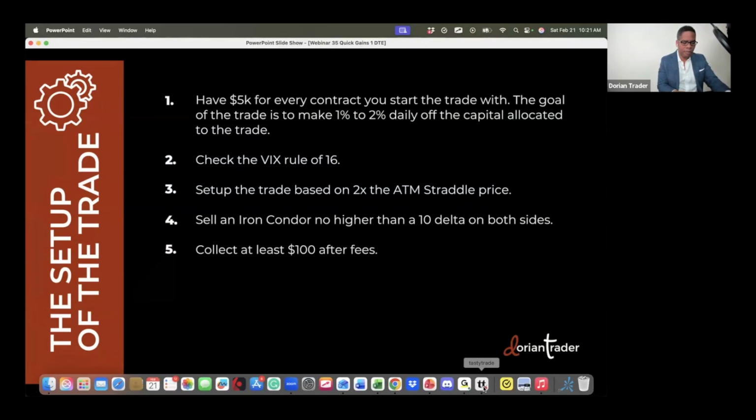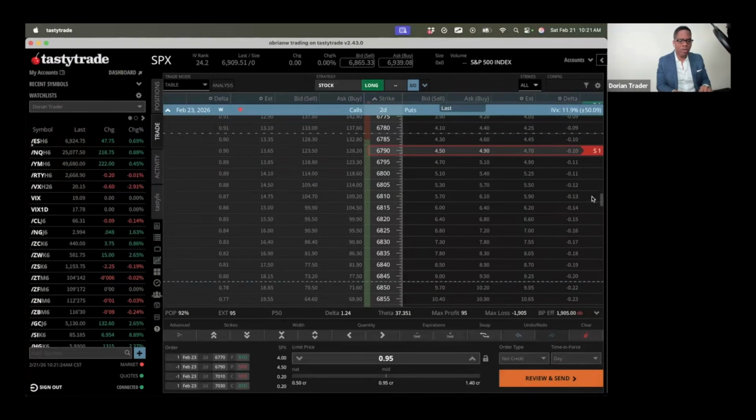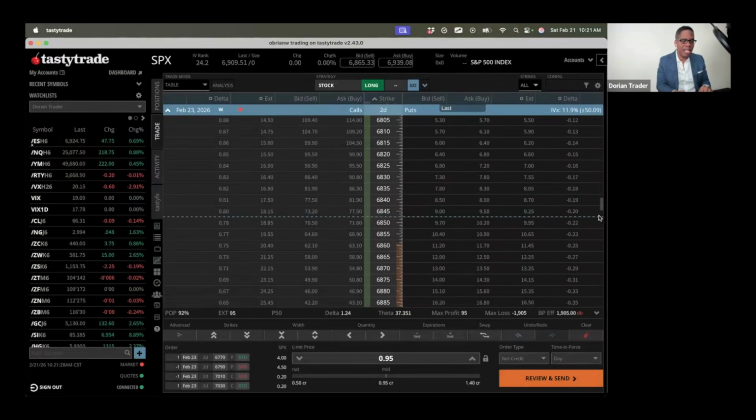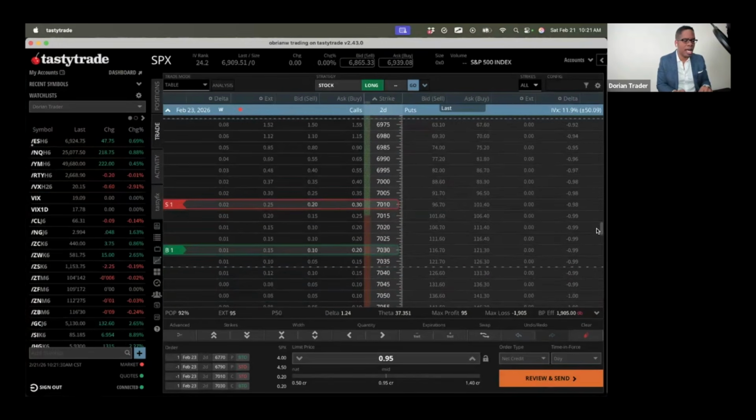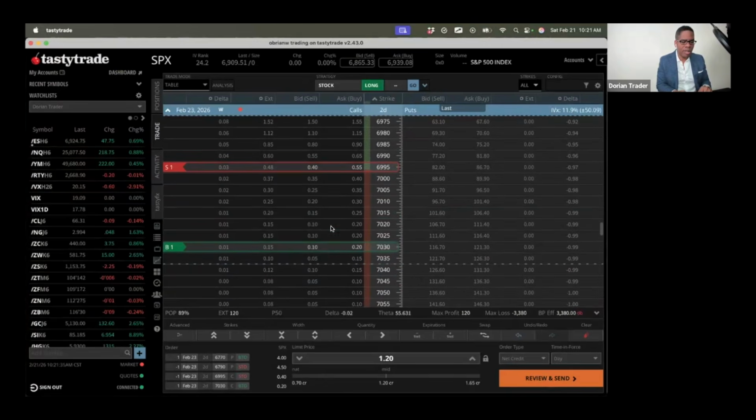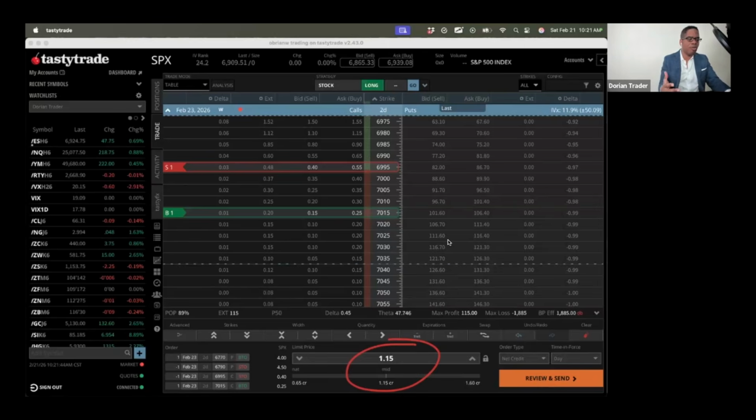So if we jump over here and we say, okay, well, the put side is at a 10 delta. I can't go any higher than that. So if I'm going to get more premium, I have to move up the call side. So what we'll do is just move the call side from this 2 delta. Maybe we'll move it up to this 3 for example purposes here. And so boom, now we got the 115. This is going to give us more than $100 after fees and commissions. So now this trade works out for us.